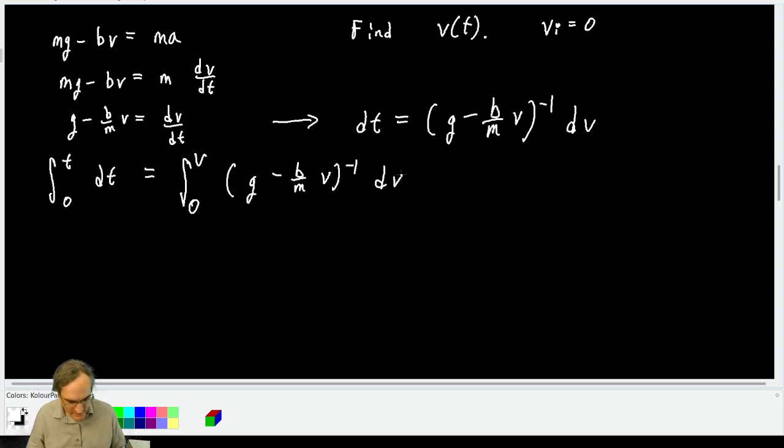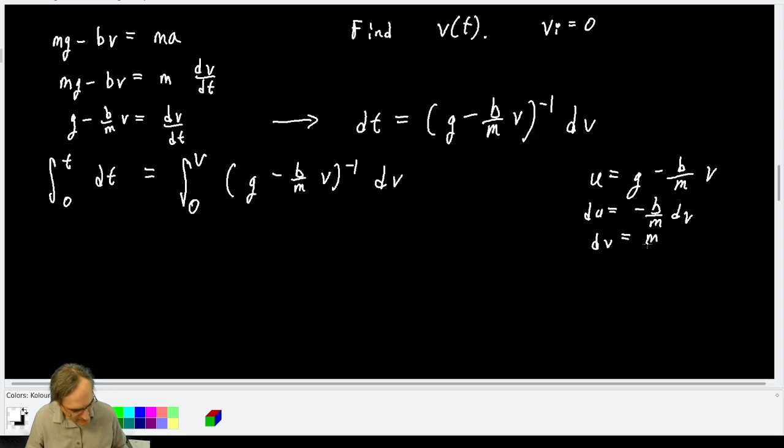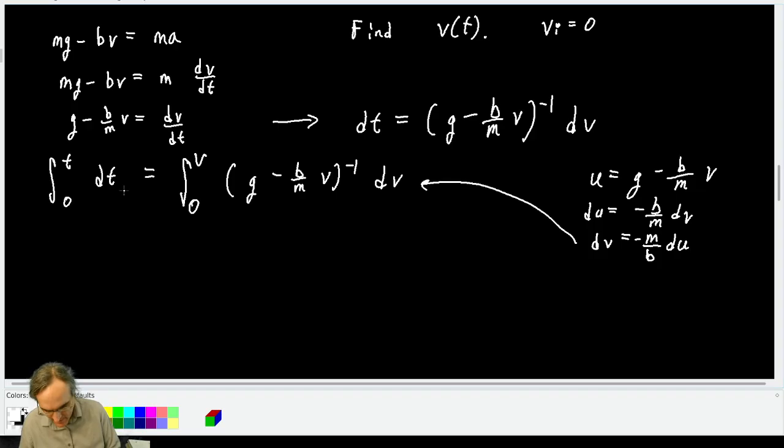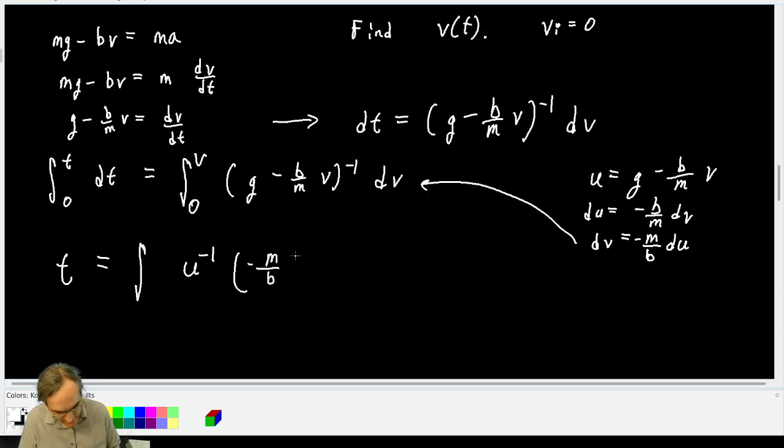Okay, this is not a terrible integral. You just need to use u substitution, where u is g minus b over m times v. That means du will look like the g will go away, minus b over m dv, and dv would look like minus m over b du. And that we will substitute in. All right, this first side, we can just straight up integrate it. We get t. The second one, it becomes an integral of u to the minus 1. I'll keep it like that. And then we'll substitute in minus m over b du.